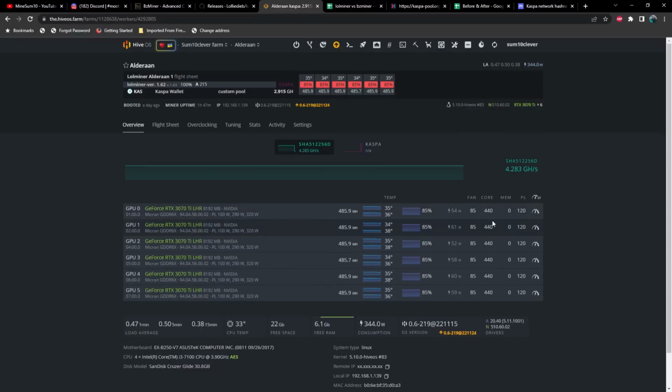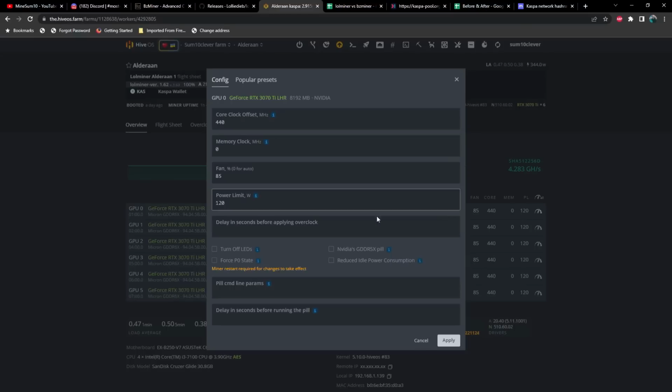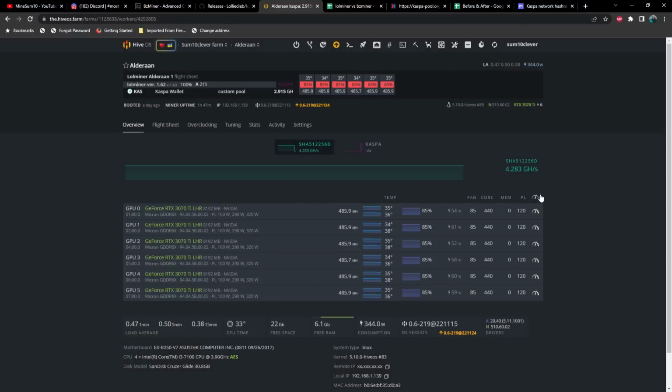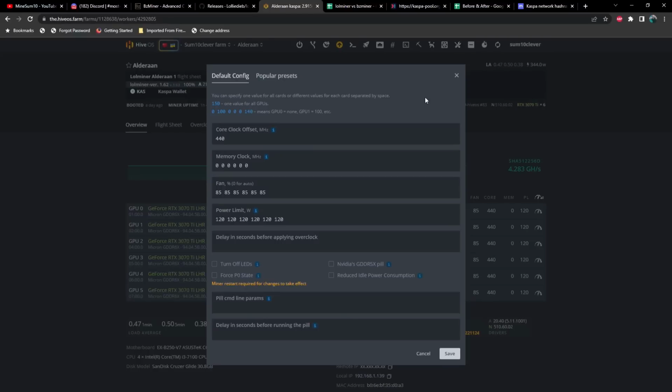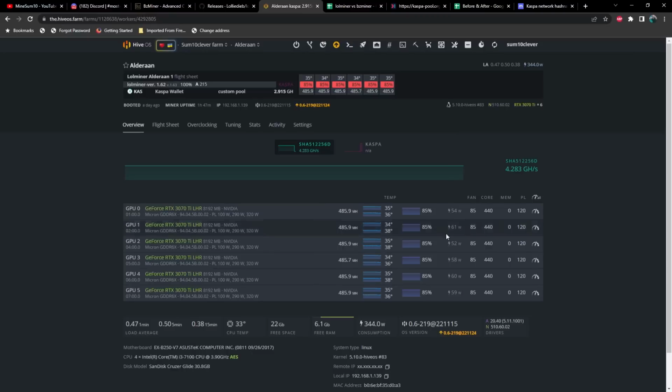If for some reason you change the core, or you change your fan speed, or you change your power limit, or your memory, anything that you change in this screen, or across all the GPUs, it will default to those settings, and it will no longer use the extra arguments that you put in there to lock the memory clock and the core clock. So just be aware of that. You may need to relaunch the flight sheet if you make any changes here.